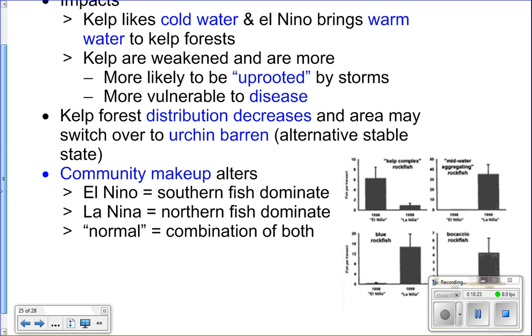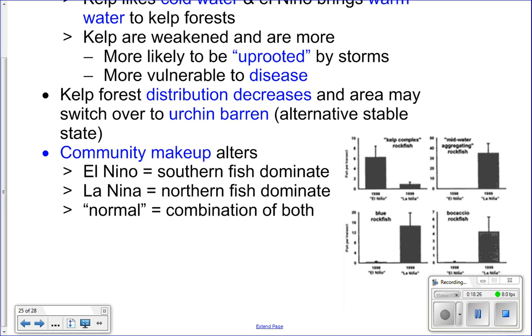What's also interesting is that normally around us you have a mix of fish that come up from the south and fish that come down from the north. We have a combination of both of those types of fish in our kelp forests. But in El Nino, because you get warmer water, some of the southern fish come up and push out some of the northern fish. And so you get more southern fish in the community. And then there is a thing called La Nina that actually brings colder water.